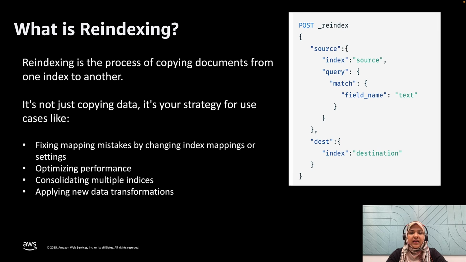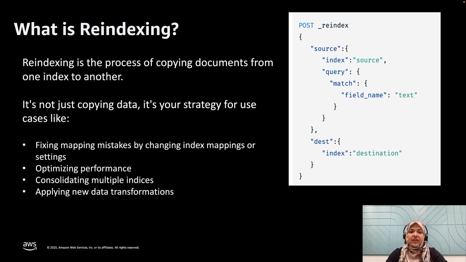So what is reindexing and why is it important? Reindexing is the process of copying documents from one index to another. Think of it as moving your data from an old index to a new, improved one. As we all know, you can't change the mappings on an existing index in OpenSearch. So what's the solution? The solution is to create a new index with correct mapping and migrate your data intelligently. This is where reindexing comes in.